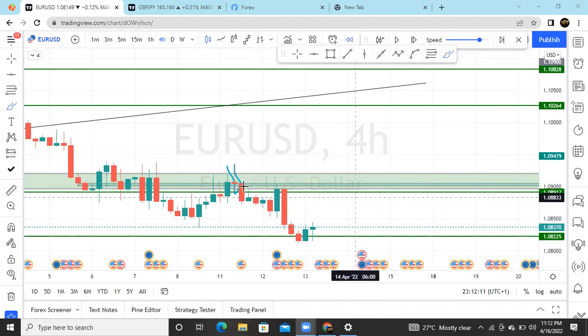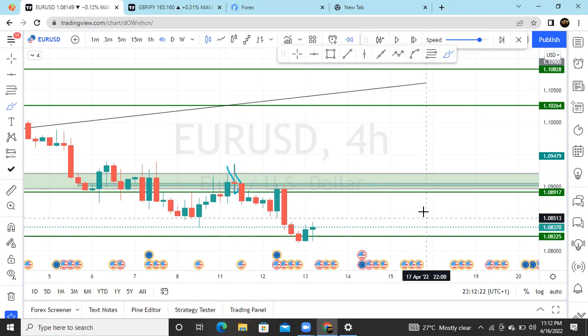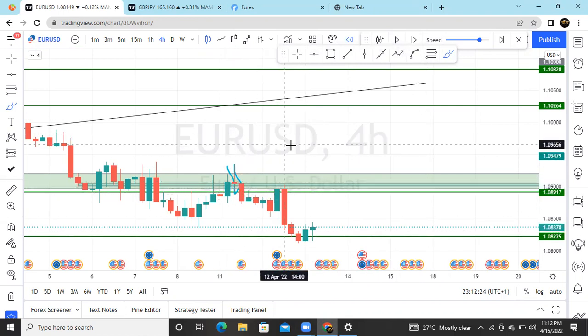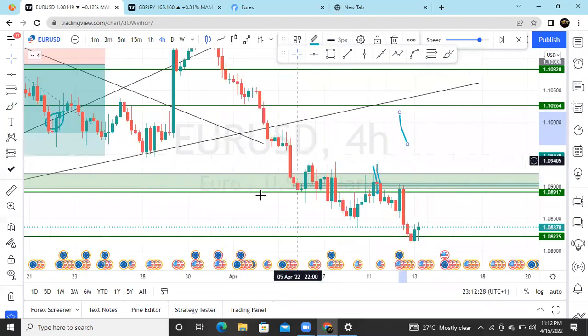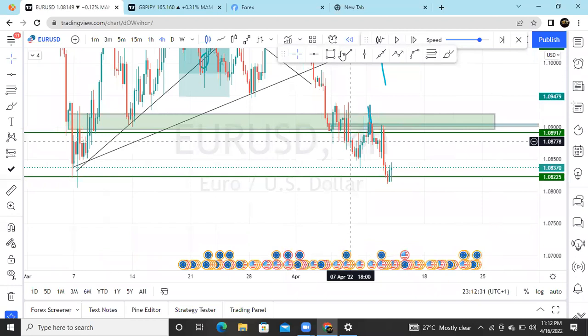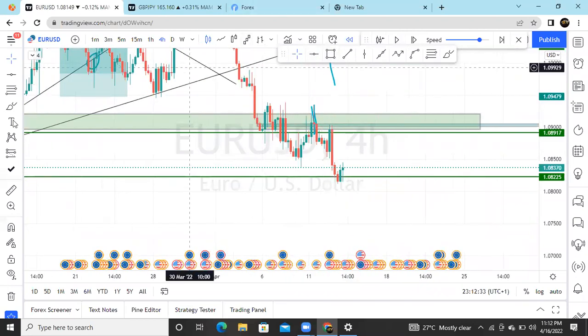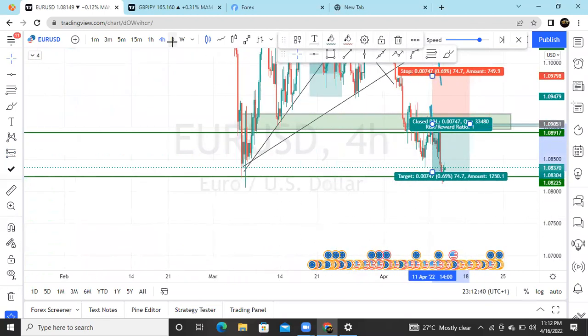Doji, exactly. And what is a doji? Doji is a reversal candle. Immediately I see that, I enter my trade. I enter my trade once more. At that point, I take my trade. And what will be my take profit?